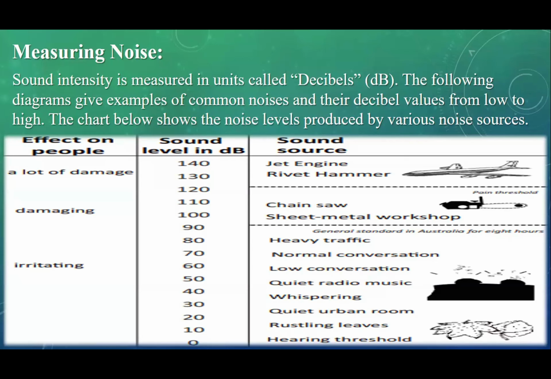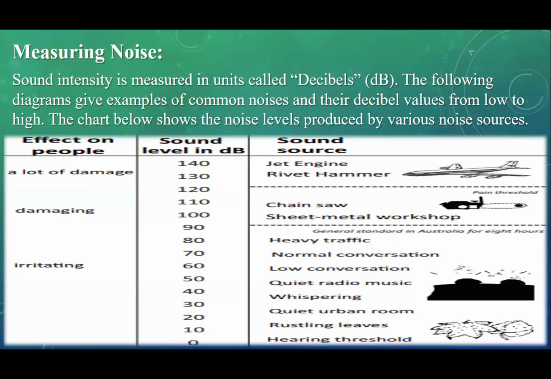So from 0 to 90, the sound is irritating and not very dangerous to the human ear. This can include heavy traffic, normal conversation, low conversation, whispering, rustling of leaves, etc. From above 90 till 120, it causes damage to the ear. The sound sources include chainsaw, sheet metal workshop, etc. And above 120 till 140, it is extreme. It can cause a lot of damage. In this, jet engine and rivet hammer can be included, so it's dangerous.